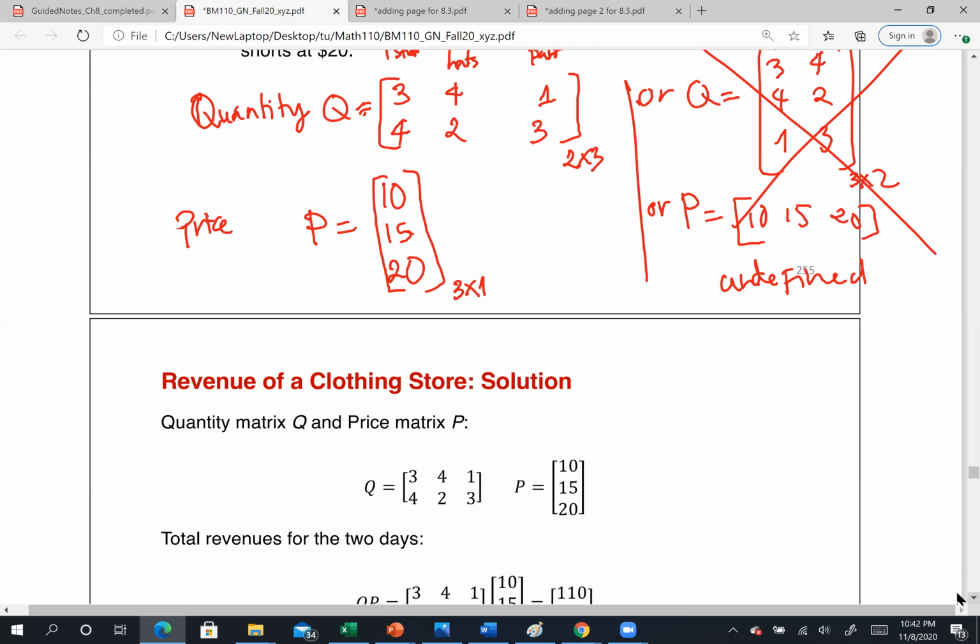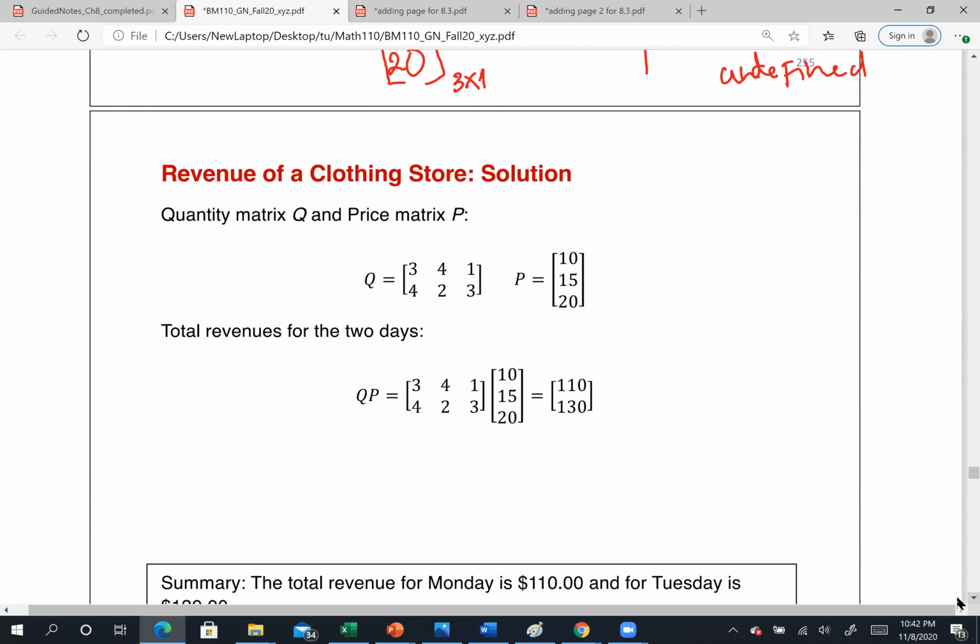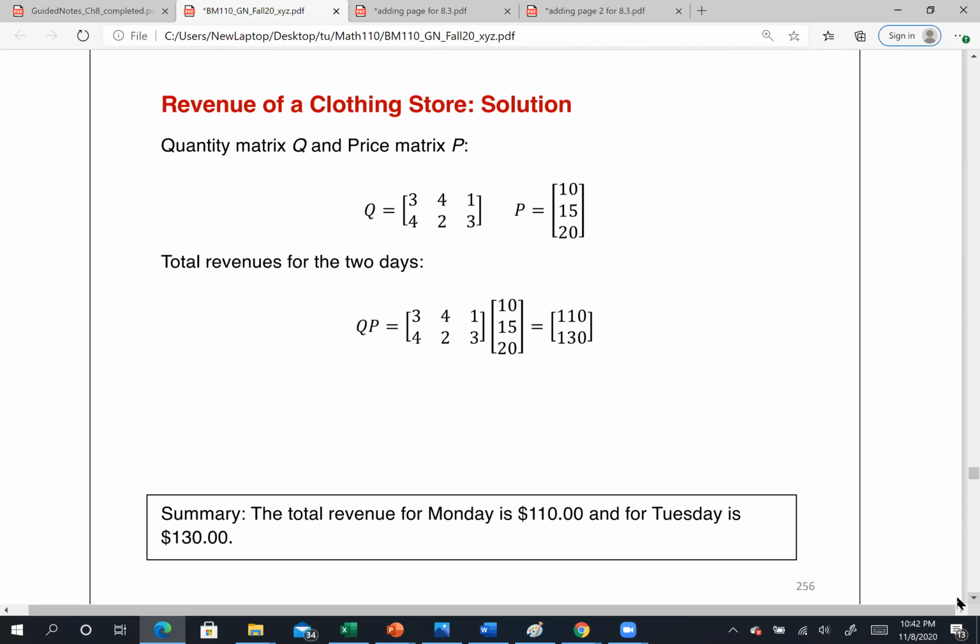Okay, so now we're gonna move down here. So here is the revenue of the clothing store solution. You can see that they use Q at 2 by 3, 2 row by 3 column, and then P is 3 row by 1 column, right? So then Q times P will be 2 row by 1 column.